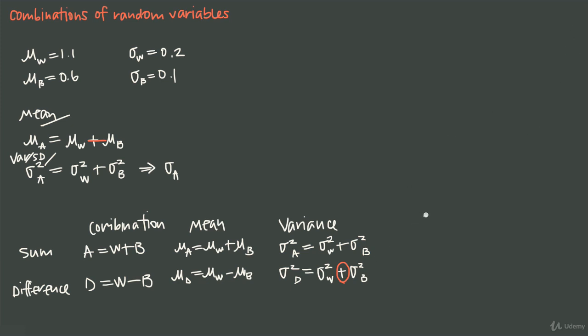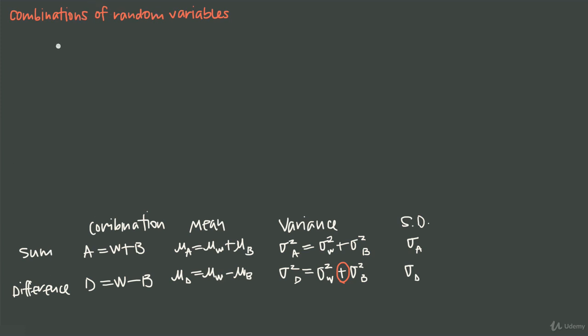And then for the standard deviation, we still just take the square root of the variance in both cases, and we end up with sigma of A or sigma of D. So these are the formulas that you use to find the mean, variance, and standard deviation of either the sum or the difference of a combination of random variables.